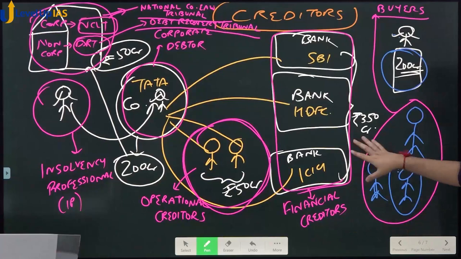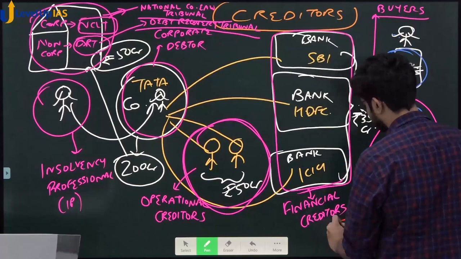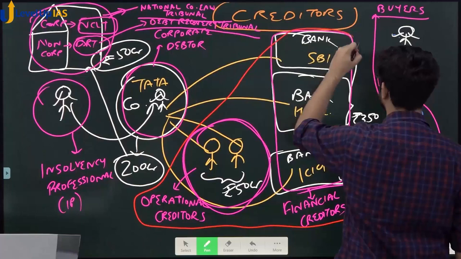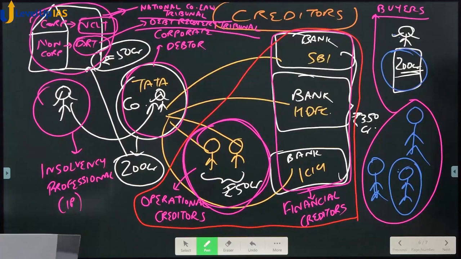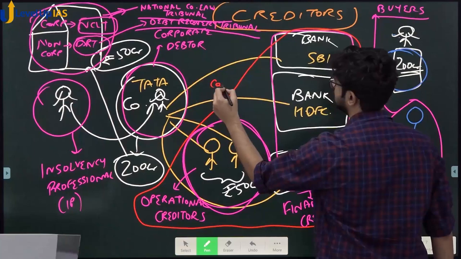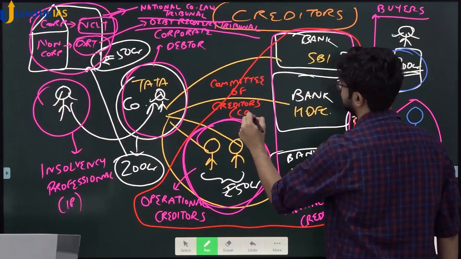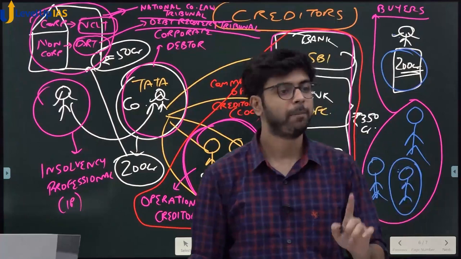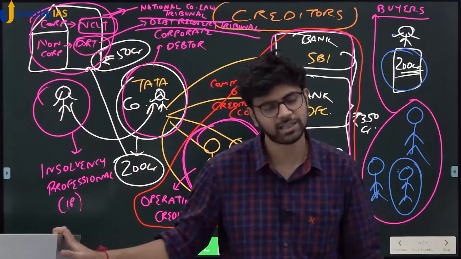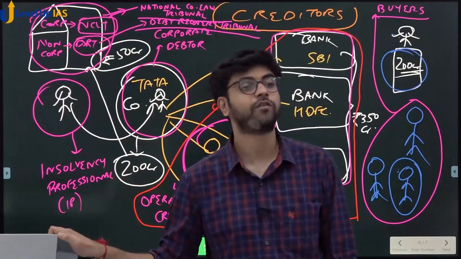So, these guys together, I use a different color. These guys, creditors together, they have a very complicated name called Committee of Creditors, COC. All decisions under Insolvency and Bankruptcy Code are taken by 60% or 75% voting of Committee of Creditors. Any decision that has been taken depends. Sometimes it is 75%, sometimes it is 60%. Committee of Creditors. Samjha, Committee of Creditors.